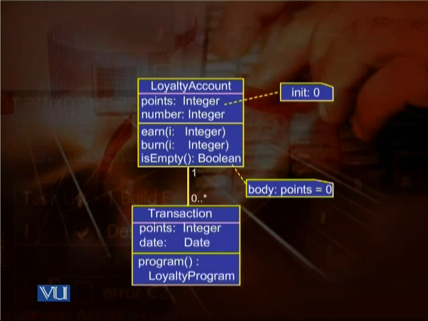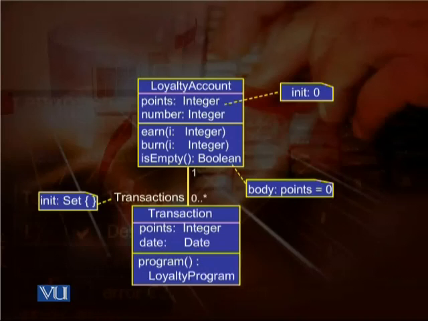Now here, in the previous case we had it with the attribute. Now we have it with a method. Here, the body of this method is empty, and we say that empty means that the points is equal to 0. Again, with the help of this dotted line, we have linked these two, and the context of this constraint is this method here.